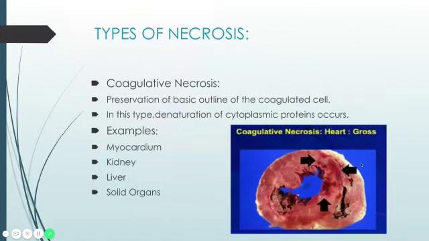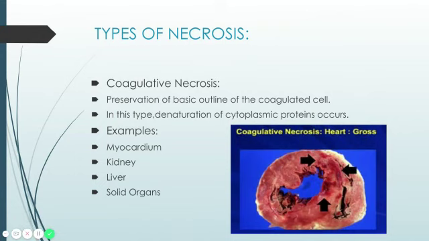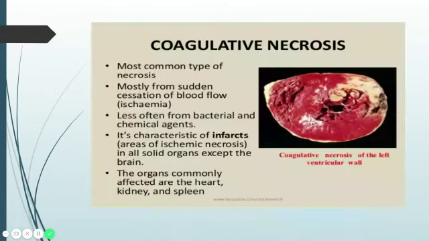Here you can see this is a specimen of heart. This is the coagulative necrosis, but the outline of the structure is maintained. The examples are myocardium, kidney, liver, and the solid organs. This is the most common type of necrosis and it results less often from bacterial and chemical agents. It is characteristic of infarcts, and the common organs involved are heart, kidney, spleen, and the solid organs.